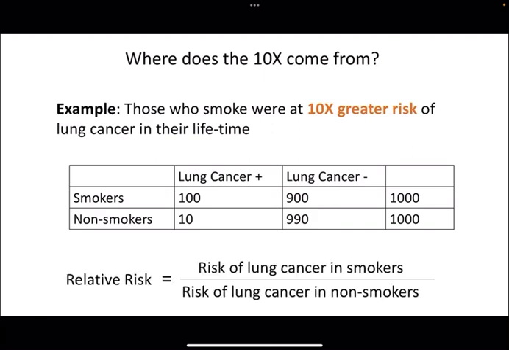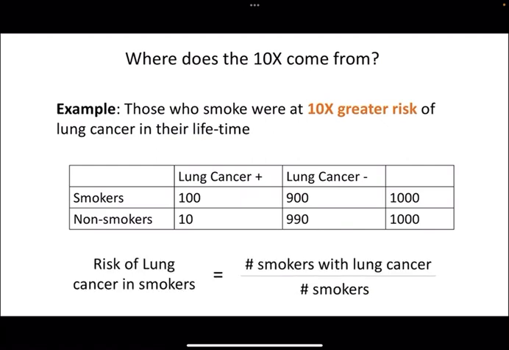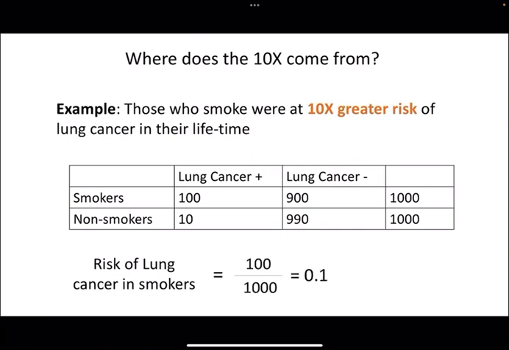So a relative risk looks at the risk of the outcome in the exposed, so the risk of lung cancer in smokers, and divides that by the risk of lung cancer in non-smokers. Just starting with how that numerator is calculated, the risk of lung cancer in the smokers, you take the number of smokers with lung cancer and divide by the number of smokers in the study. So 100 in that top left corner, the smokers with lung cancer, divided by 1,000, the total smokers, so that far right margin in the smoking row. And then we get 0.1.